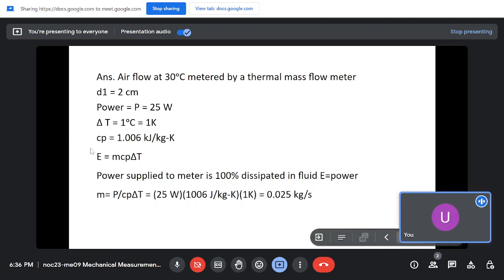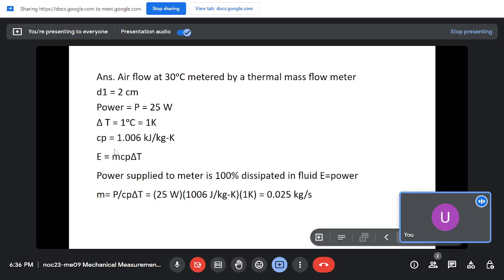So the power supplied of 25 watts will be fully dissipated to the fluid. The air will consume the total energy which has been given to the thermal mass flow meter, and it will increase its internal energy, raising its temperature by 1 degree Celsius. So m times Cp times delta T is the change in the internal energy of the air, and that equals the power consumed by the thermal mass flow meter. So E equals m Cp delta T in this case, and we know E is 25 watts, so from this we can calculate the mass flow rate of the air.